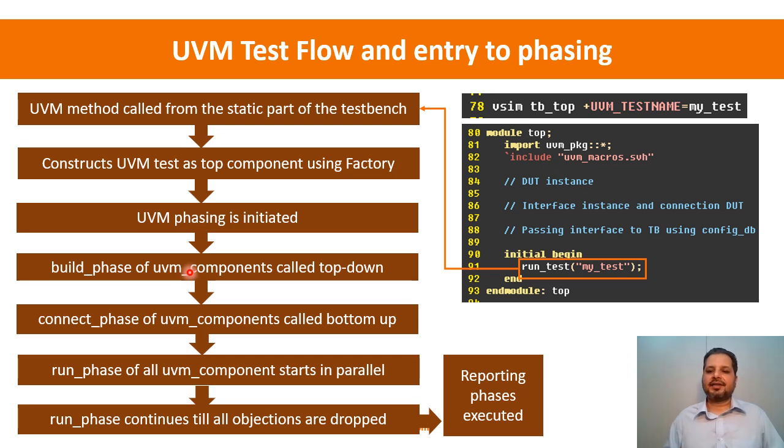All those 9 main phases that I have shown, they all execute in order. So it starts from the build, which executes top down, goes to connect, which executes bottom up, then the run phase of all the components starts running in parallel, and any number of components can raise objection, and the run phase holds till all the components have dropped the objection and the total number of outstanding objections goes back to 0. So when it goes back to 0, it moves to the reporting phase and all reporting phase functions get executed. So this is how the phasing mechanism works. In the next few slides, we will look at what needs to be done in each of these phasing tasks or functions.